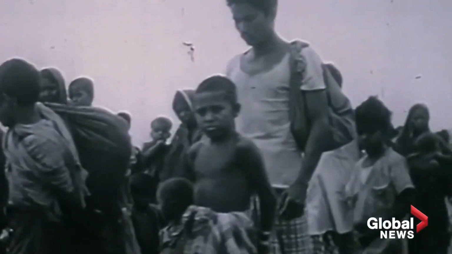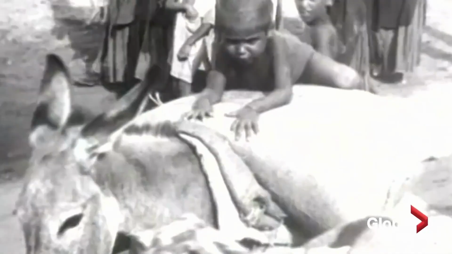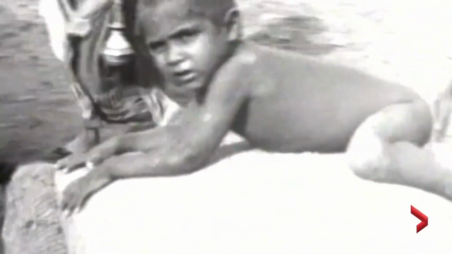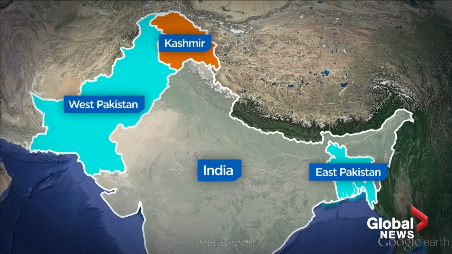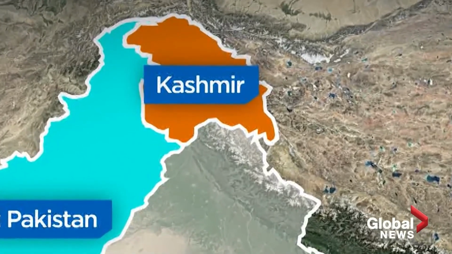The partition forced 14 million people on both sides of the new divide to migrate across the border. This process was marked by ethnic and religious violence, causing between 1 and 2 million deaths. Caught in the middle of it all was the hotly contested Kashmir, a scenic mountain region located on the border between the two countries and slightly bigger than the state of Kansas.